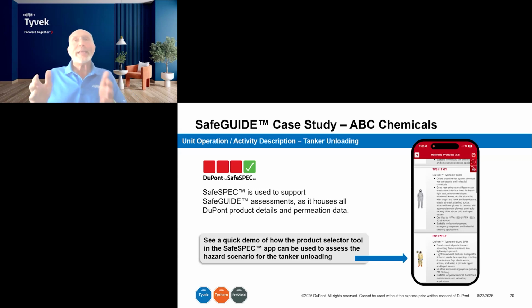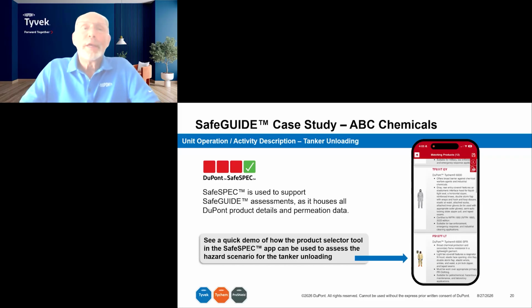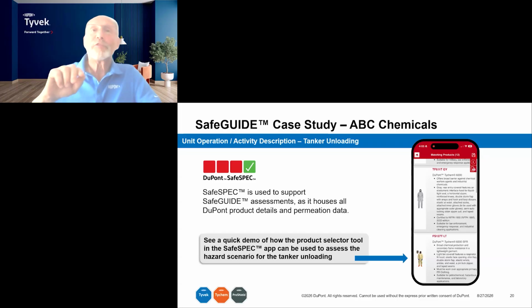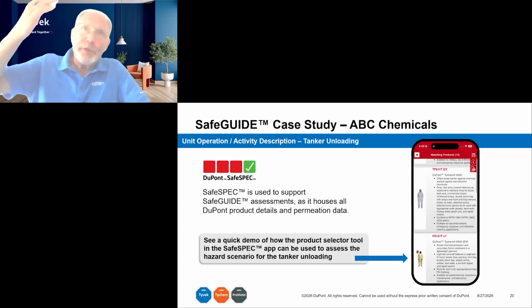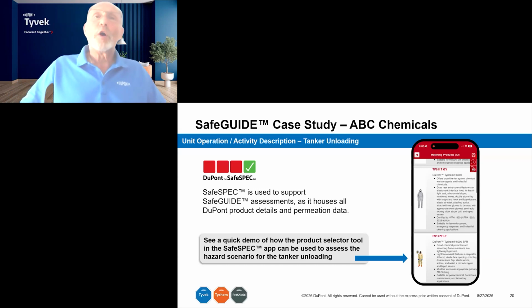So we did not see any options for Tychem 2000 being offered. Now, that could have been the case for a number of reasons. Perhaps the Tychem 2000 doesn't meet the required permeation resistance, or perhaps it doesn't meet some of the other requirements associated with the exposure scenario. So this particular search did not isolate the permeation test data for mercaptoethanol.